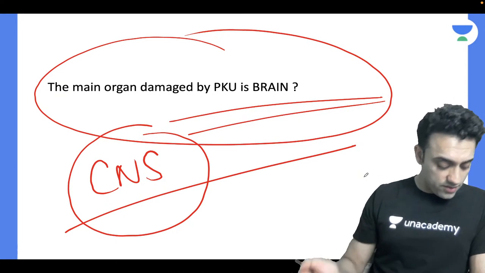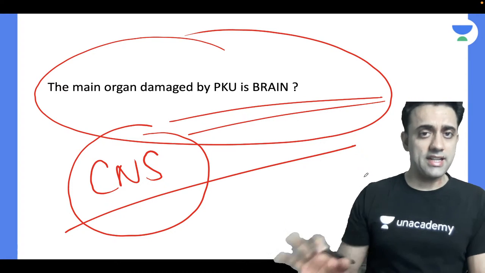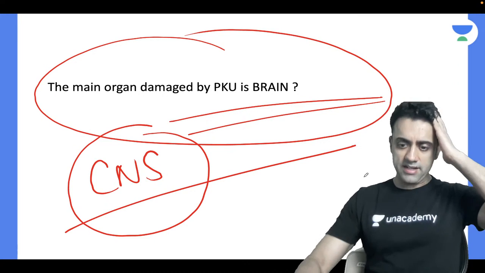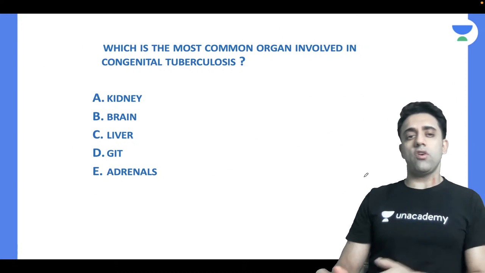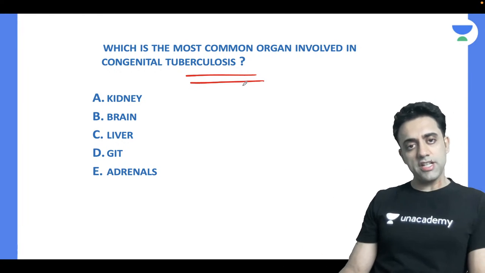Very good, Bhagwant. Very good, Shugupta, Hriday, Ragini. Very beautifully told. And see, let's link and study. The main organ to get damaged in phenylketonuria is brain. The main organ involved in congenital TB is, anyone? Which is the main organ involved in congenital TB?